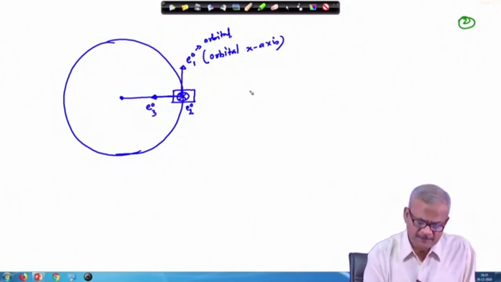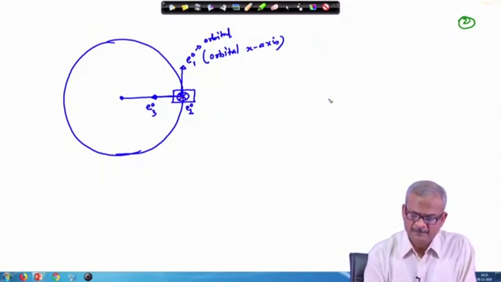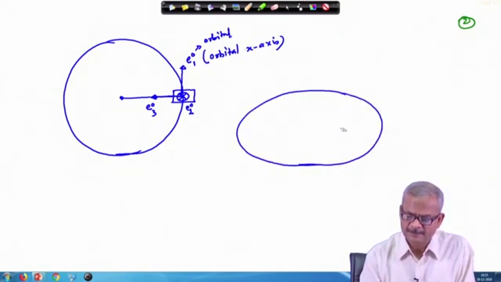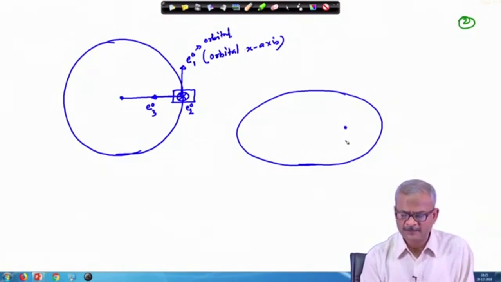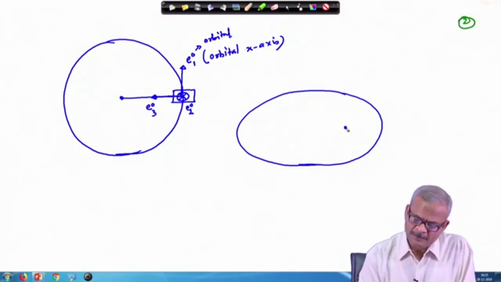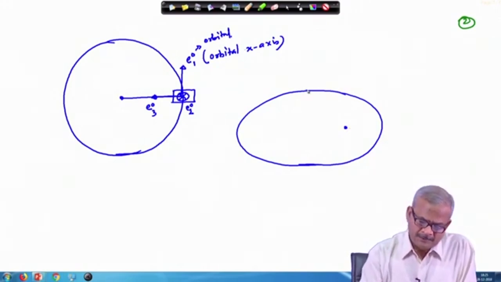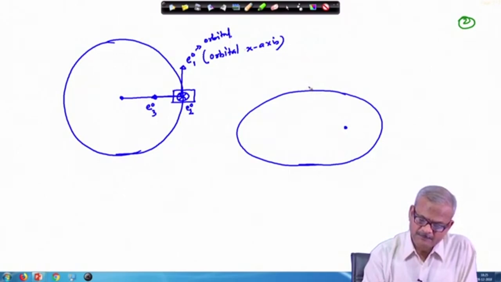If the orbit is not circular, there are cases where your satellite may not be in a circular orbit, but rather in an elliptical orbit. Let us say that I am showing a very highly elliptical orbit. It is an exaggerated figure. Let us say that your satellite is lying somewhere here.